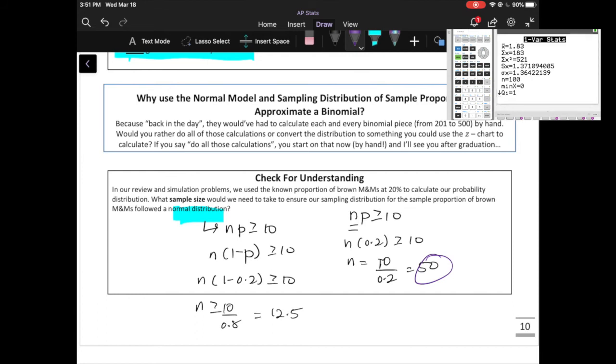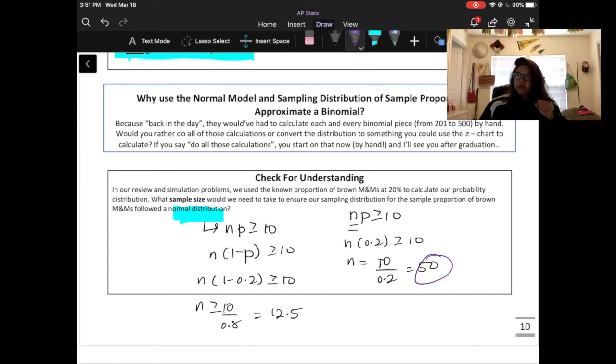The reason why n must be at least 50 is because this is the biggest size. We always take the bigger sample size. Okay. If we take the bigger sample size, we always satisfy the other one.